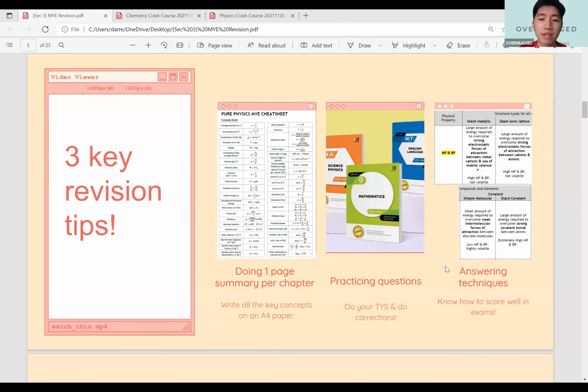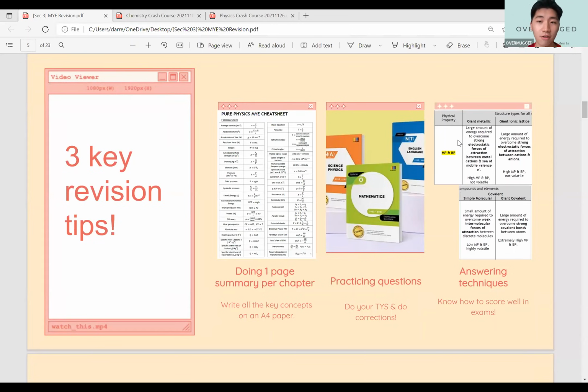Lastly, this is one of the things that I hope you can start focusing on. Not only in Sec 4, when you'll be thinking about this, but I think from the very start, you want to build this good foundation, which is what I call your answering techniques. Sometimes you know your stuff, right? But sometimes the answer you write in the test, you realize you never get the mark. So what's the result of that? It's because you didn't get the answering technique, right?